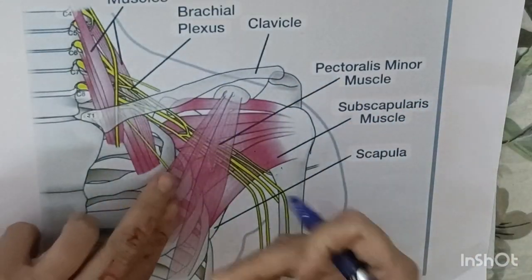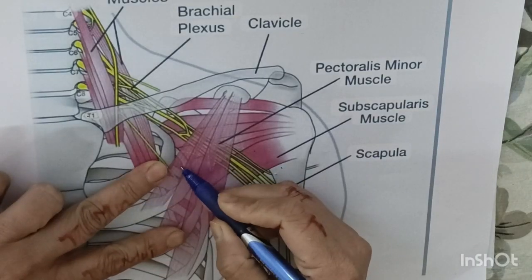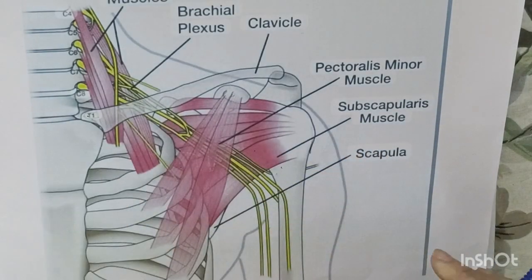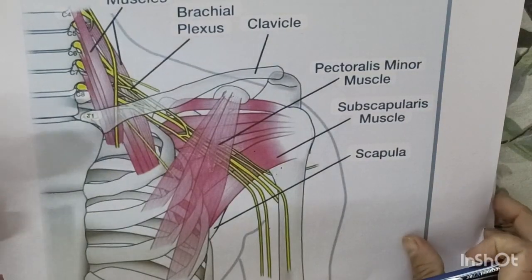Fine. So if I can show you from here, that is the teres, and these are the two areas. So these are the nerves which have been coming out. And let me show you in a diagram, which is more comfortable.